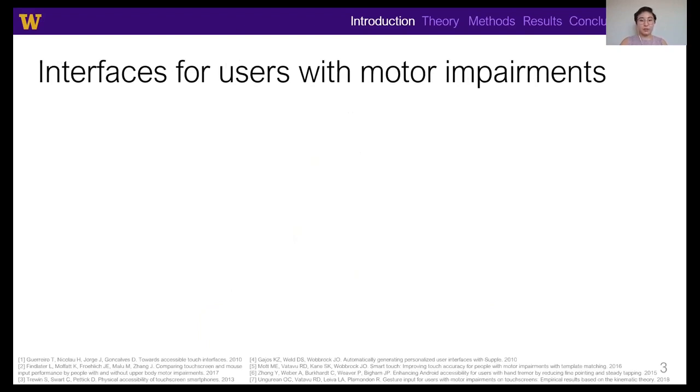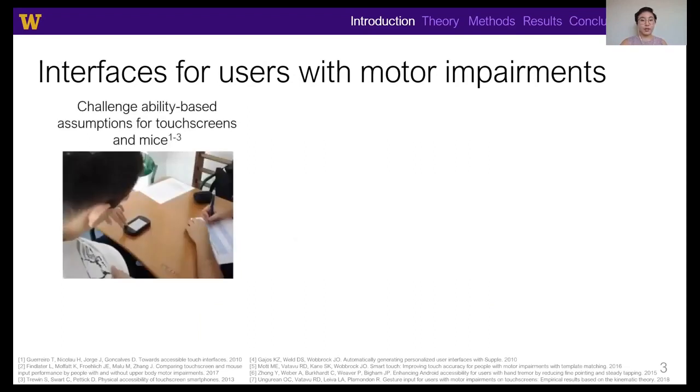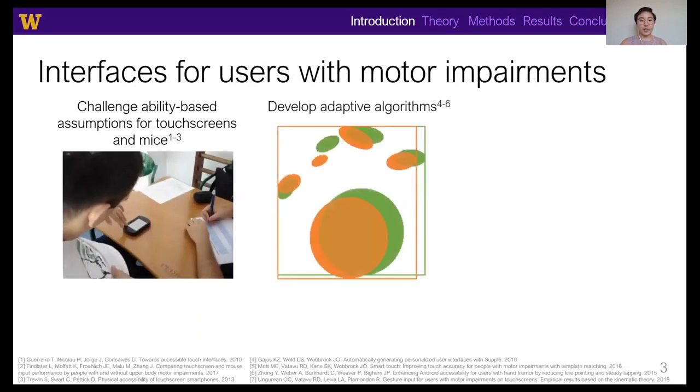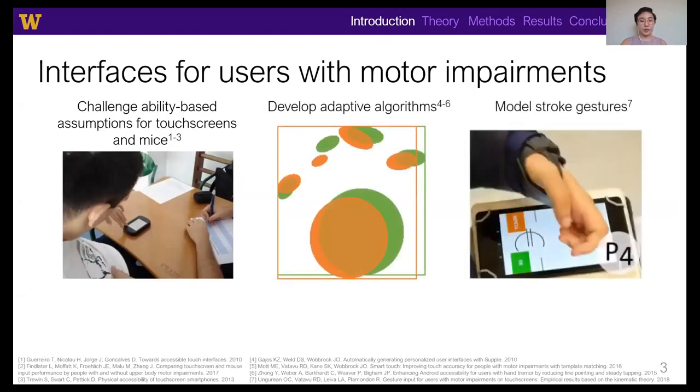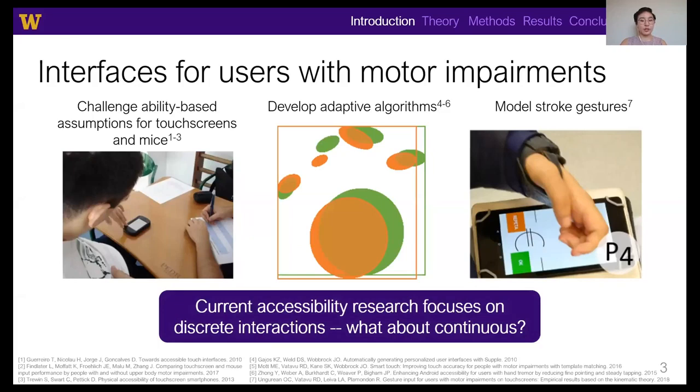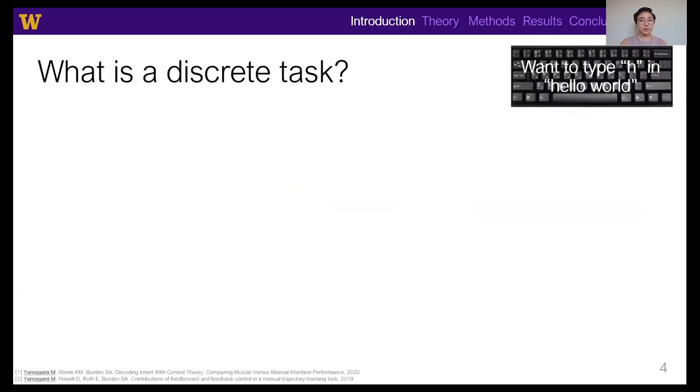The need for more accessible interfaces, especially for users with motor impairments, has motivated research to challenge ability-based assumptions for touchscreens and mice, develop adaptive algorithms, and model movement during device use. However, most of the research focuses on discrete interactions with minimal research into continuous interactions. I am investigating how we can better model continuous interactions for users with and without motor impairments.